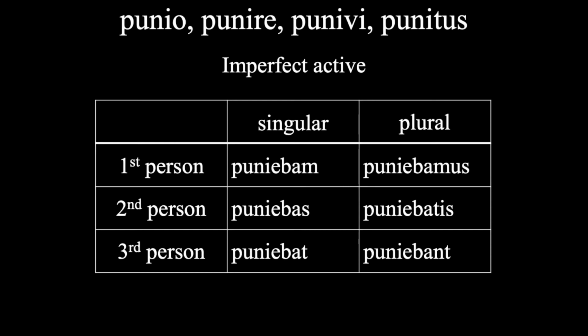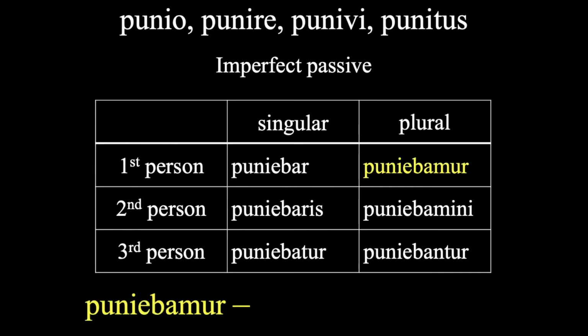Fourth conjugation verbs are going to be similar to the previous example because they have that IO in the first principal part. So the active forms puniebam, puniebas, puniebat, etc. will become puniebar, puniebaris, and puniebatur in the passive. The first person plural puniebamur means we were being punished.